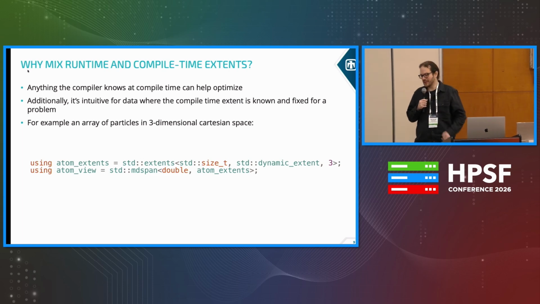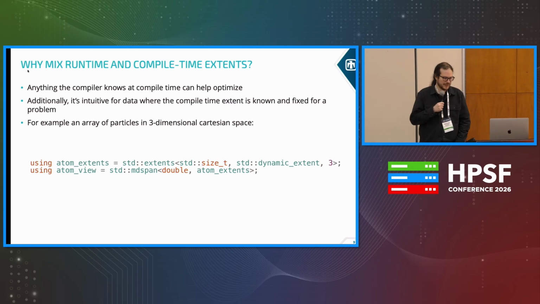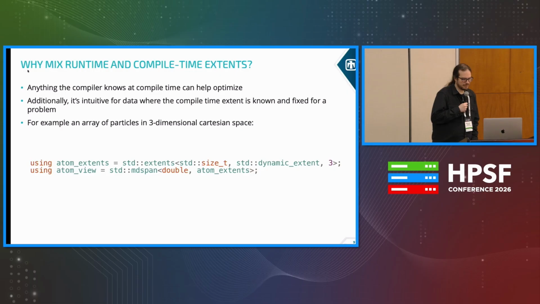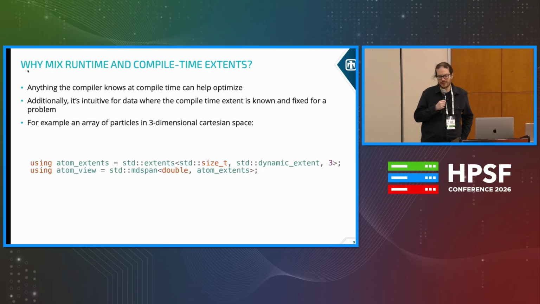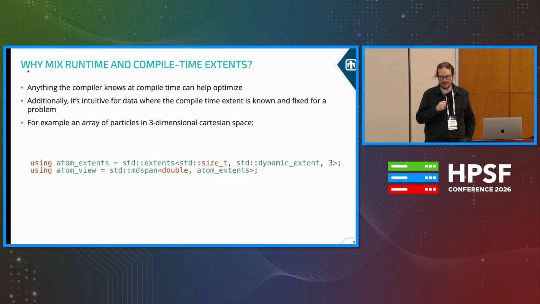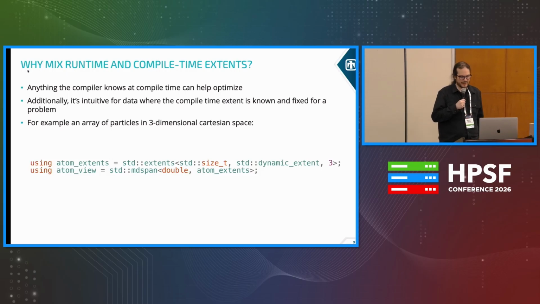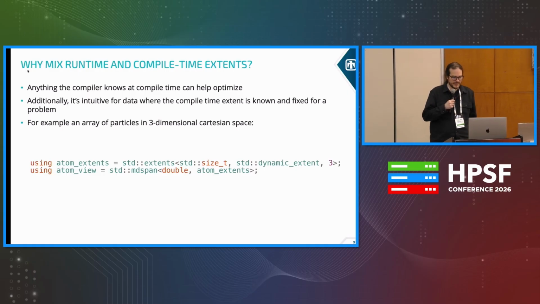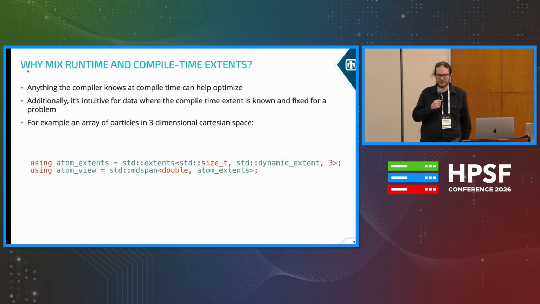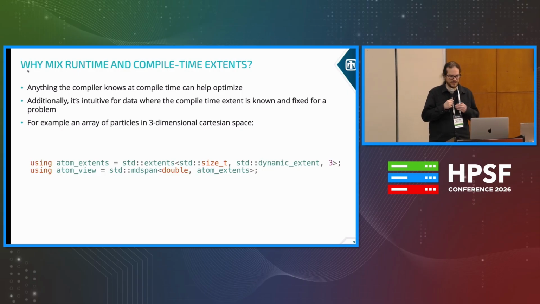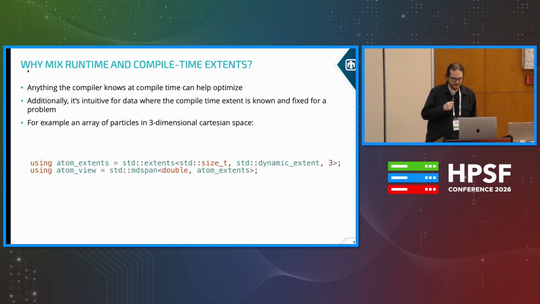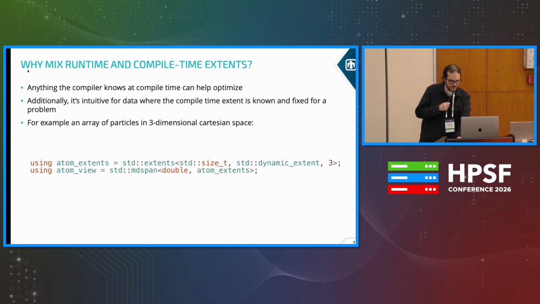So why do we want the ability to mix compile time and runtime extents? Well, this provides the compiler some opportunity for optimization, but it's also very desirable in situations in which you have a fixed dimension known at compile time. The classic example that I want to bring up here is you have an array of particles, of atoms, and these exist in some three-dimensional Cartesian space. So you might have a dynamic number of these atoms, and then the second extent is going to be static with 3 values because, let's say, you're having 3 different coordinates there.